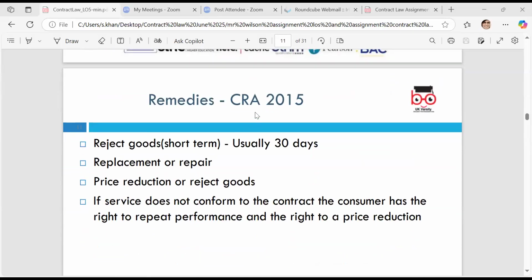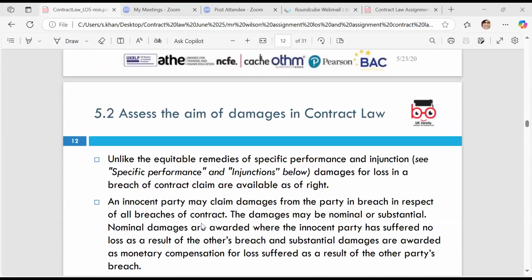Remedies under the Consumer Rights Act 2015: key remedies are repair, replace, or refund. Each of these remedies is in the Act under conditions under the Consumer Act. 5.2, assess the aim of damages in contract law.